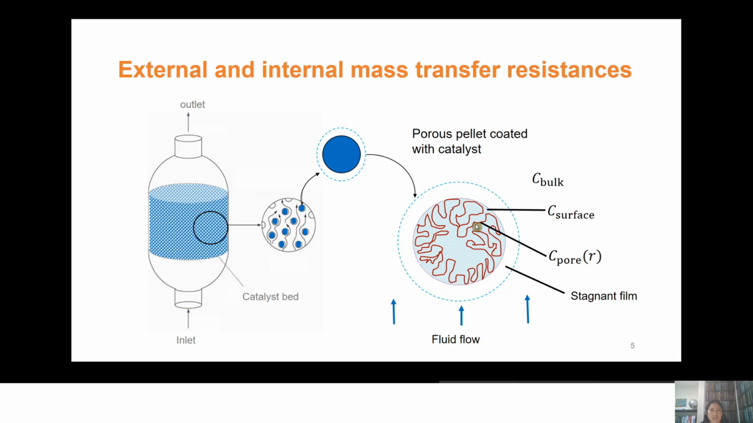Okay, it's very small, so there is no bulk phase in there, and we don't have any convection inside the pore, because convection is due to the movement of the bulk phase, and we don't have the bulk phase inside the pore. So we only have diffusion inside the pore. And then there are many mechanisms for diffusion.